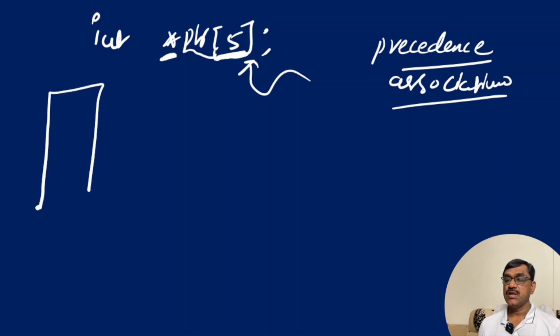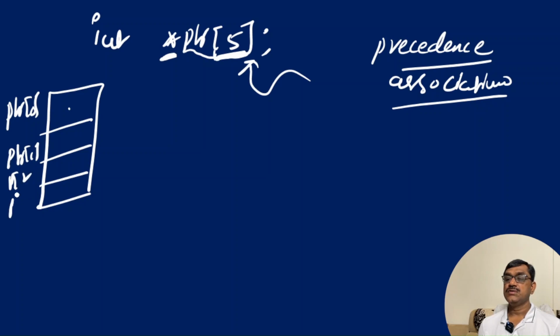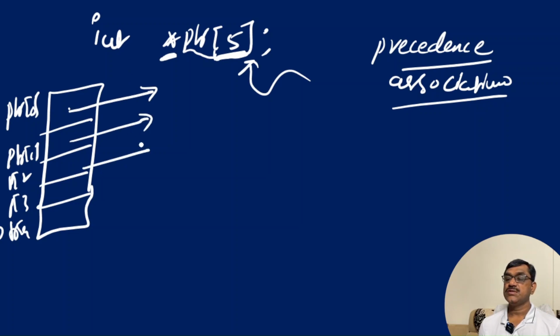In the sense that you take an array. This is an array of how many? 5. This is ptr[0], this is ptr[1], ptr[2], ptr[3], and ptr[4]. ptr is an array of 5 pointers of type integer. It means this is a pointer to an integer, this is also a pointer to an integer, and this is also a pointer to an integer. All are pointers to integers. This is the meaning of this. It's not a pointer to an array.